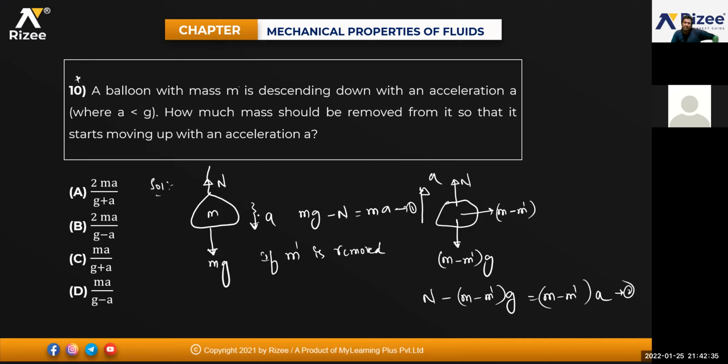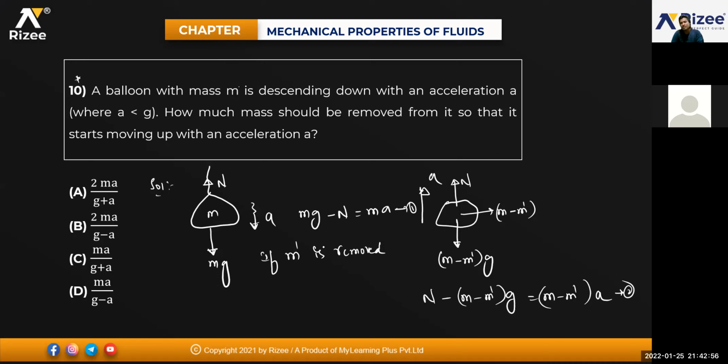Before removing anything, it is moving in the downward direction, and a buoyant force is acting upward because of the air. N is not a normal force in the usual sense; it is only the force due to the air molecules, because normal force comes only when it is in contact with a surface. Here I am assuming N as the force exerted by the air in the upward direction. So mg minus N is equal to m into a.